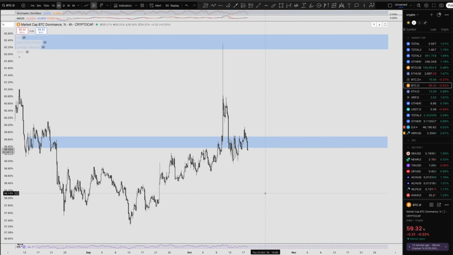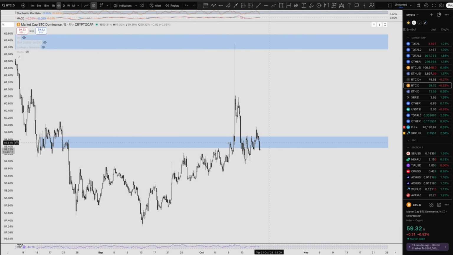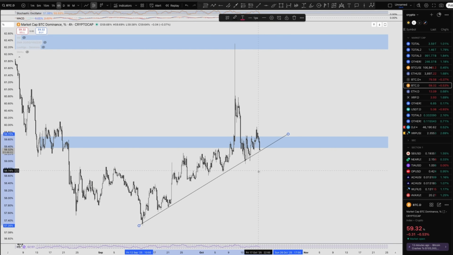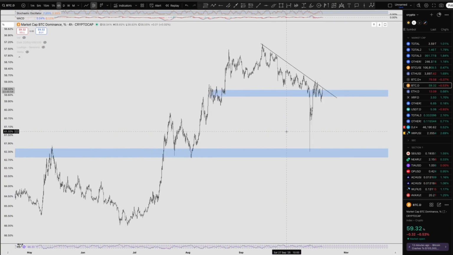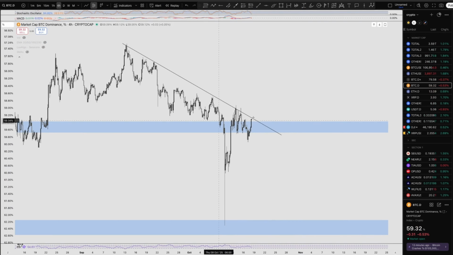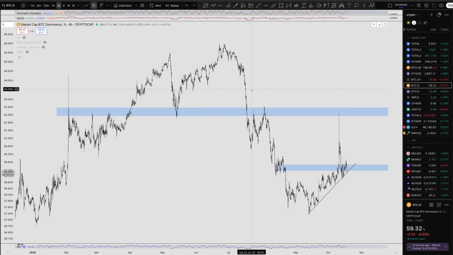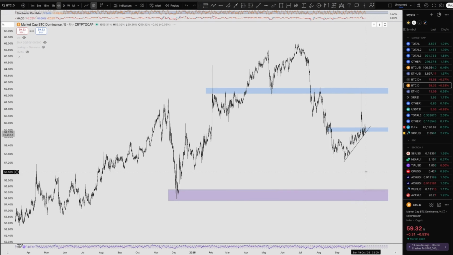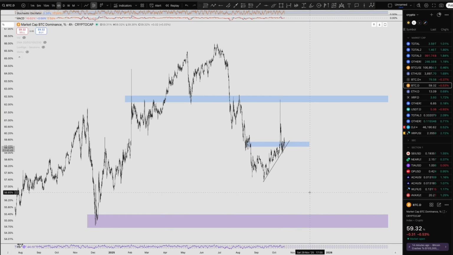The important thing is that this resistance holds and pushes it down. If we draw a trend line here, we can see that if it loses this trend line, it's a good signal. And this has really been a very good V-shaped pattern, which could mean altcoins will perform well in the short term. Let's see what happens next week.